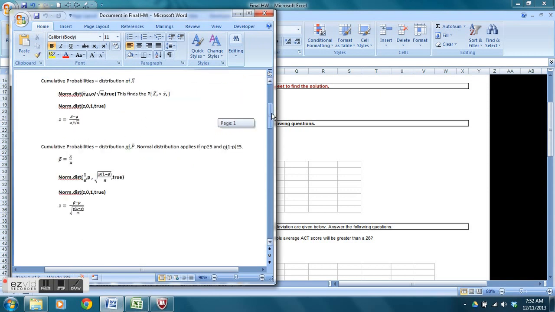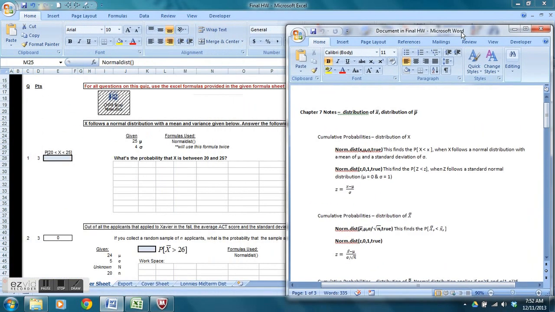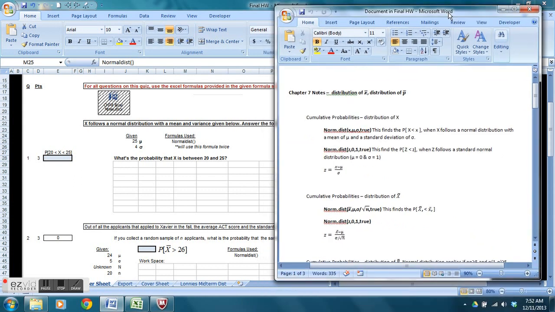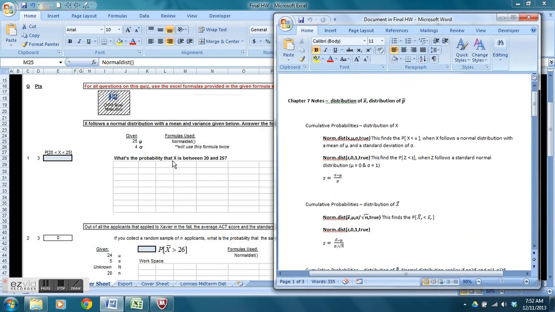Here are our normal distribution formulas, and what scenario are we under? Well, in this case, we're trying to find the probability that x is between 20 and 25, not x bar. So we're looking at the distribution of x right here, and here are the normal distribution probabilities that we have. They're the same formula. You type equals norm.dist just like that if you use either one of these. But you'd use these inputs if you're interested in finding the probability that z will be less than z.